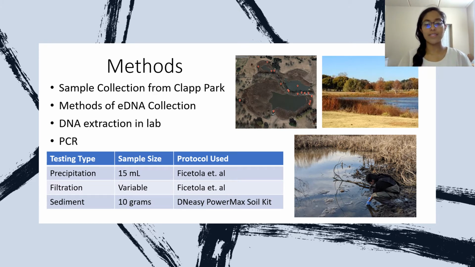So we took all of our samples back to the lab and we extracted DNA from each sample. For the first 2 methods, precipitation and filtration, we used a well-documented protocol detailed in the paper written by Faisatola et al. However, for the third collection method, sediment, we used a kit, the DNeasy PowerMax soil kit, and we used the protocol detailed within the kit. Once we were able to extract DNA, we then had to use PCR to see if the DNA of the pathogens was actually present in any of our samples.